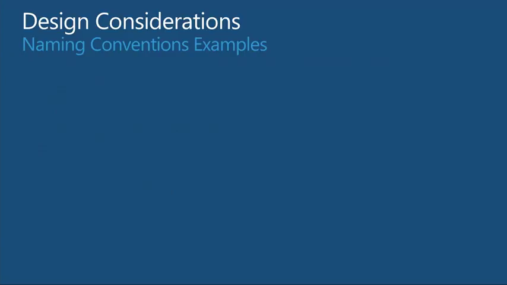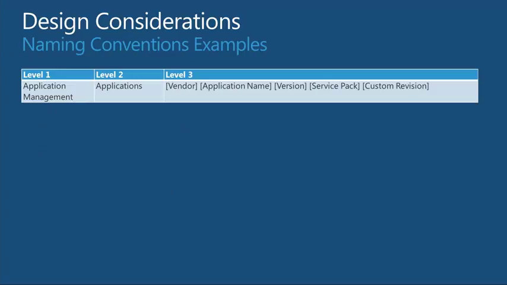So, okay, this is just out of one of our design documents. Level 1 application management is really the application management node. Level 2 is the applications node under that, and then we're working on the fact that the application is going to be called vendor. So Microsoft application name, Visio Viewer version 2003 service pack.